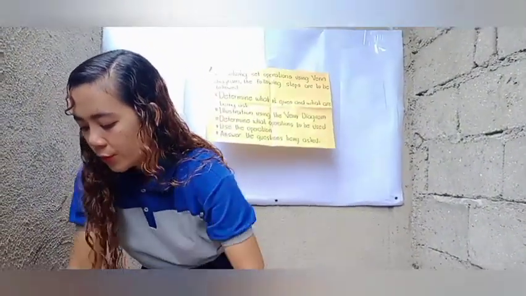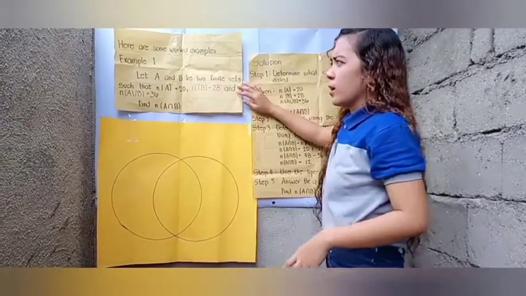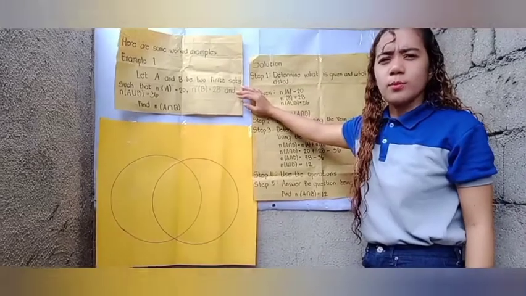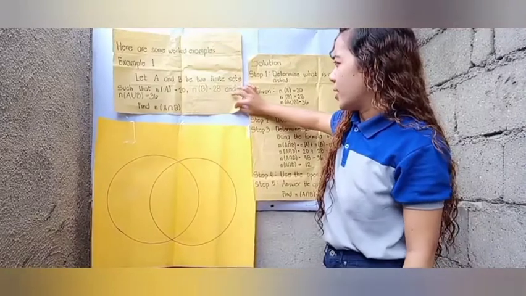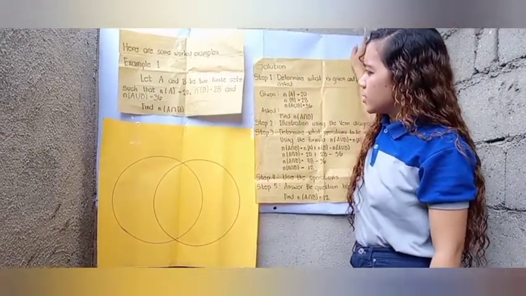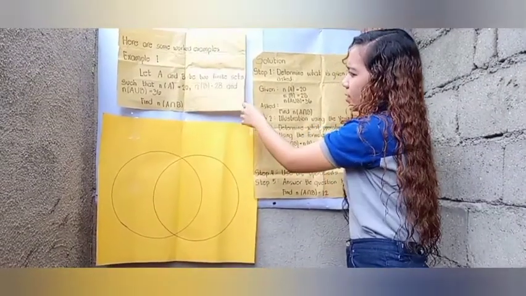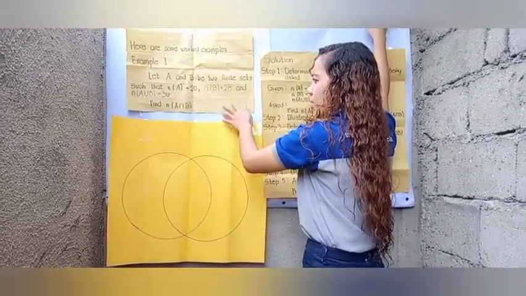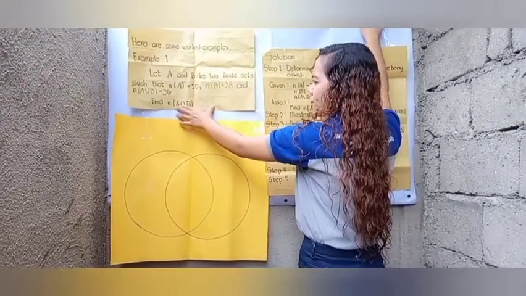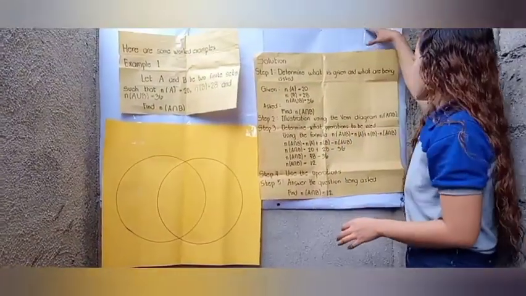So I have here some practice examples for you. Okay, here is example number 1 to be worked out. Let A and B be two finite sets such that the set A is equal to 20, set B is equal to 28, and the union of A and B is equal to 36. What we're going to find is the intersection of A and B. So here, the solution.